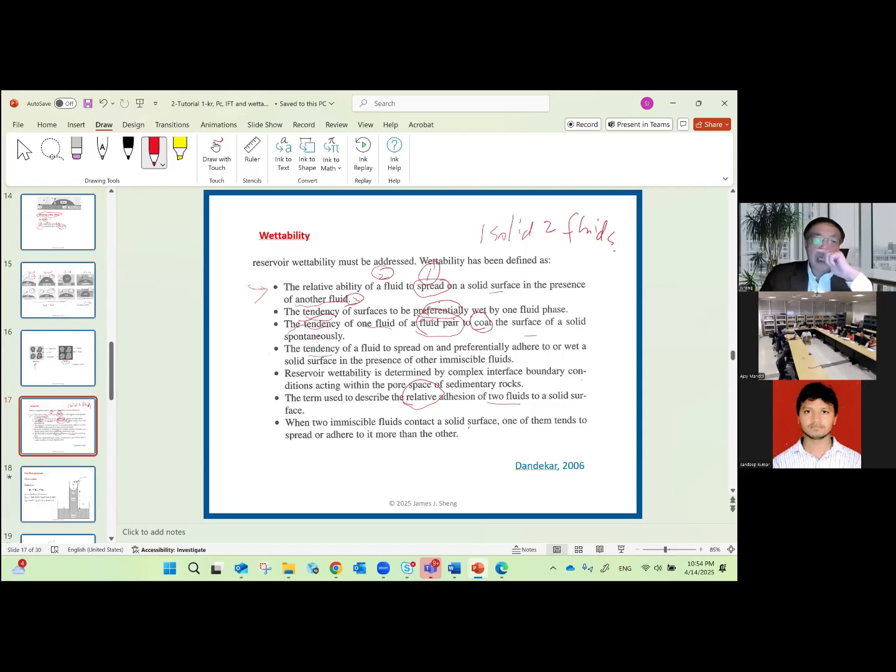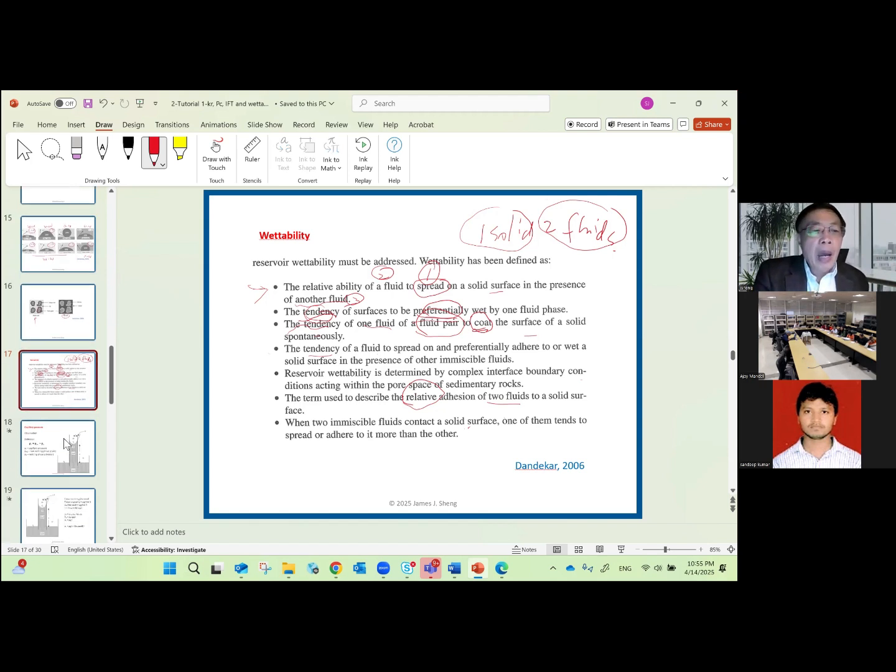What is the keyword here? The keyword is that you have two fluids and one solid, and they talk about the tendency of one fluid over another. And they talk about coating or spreading. So these are all different terms, but through all of them you get some idea of what wettability means.